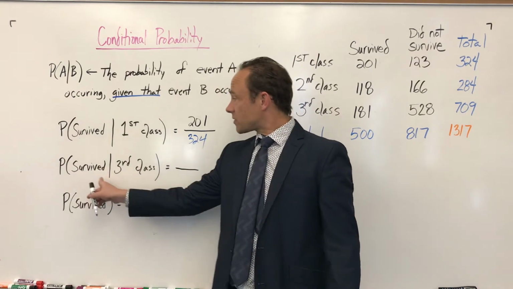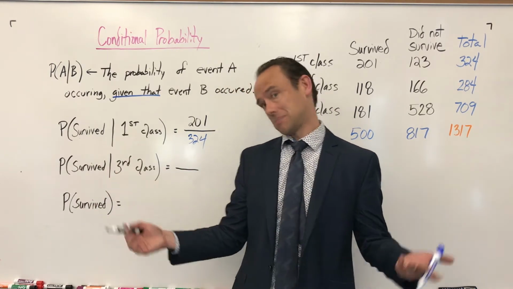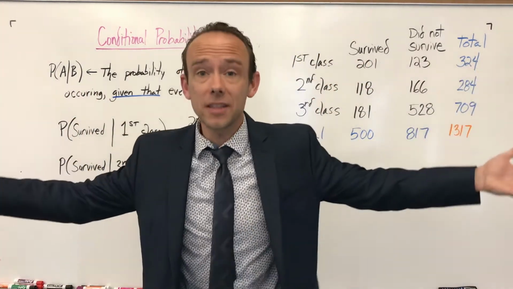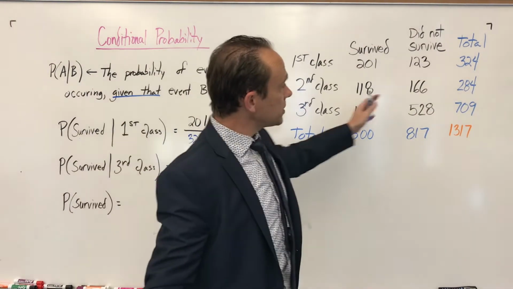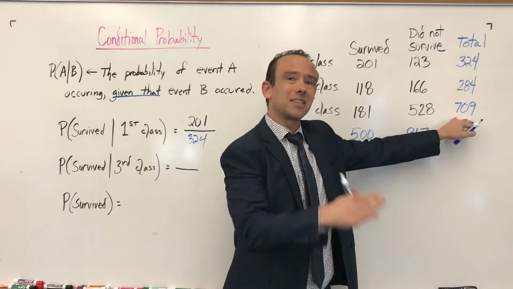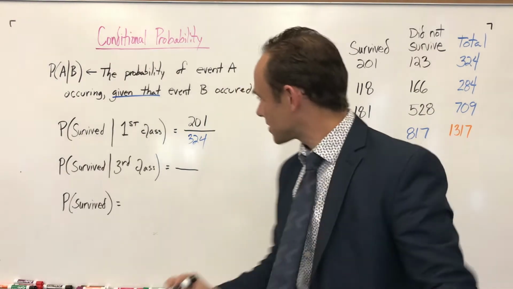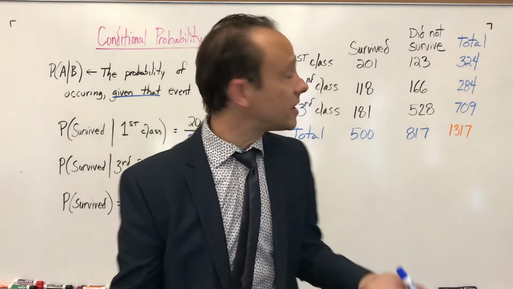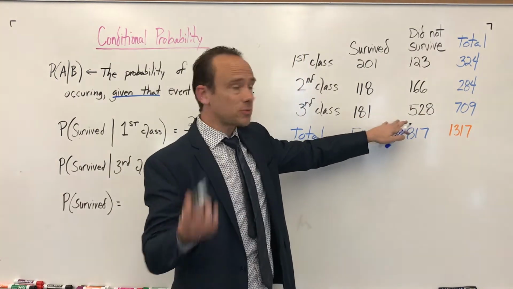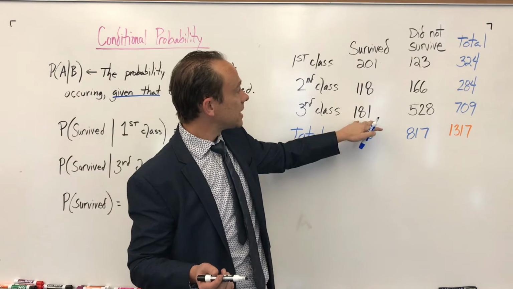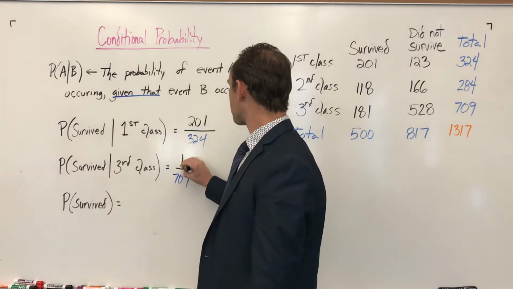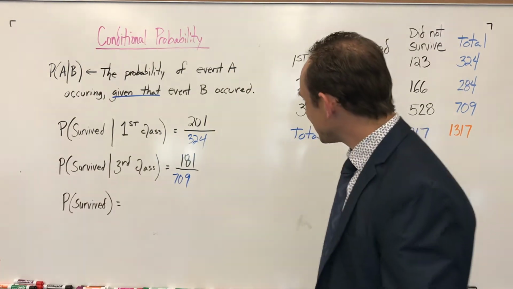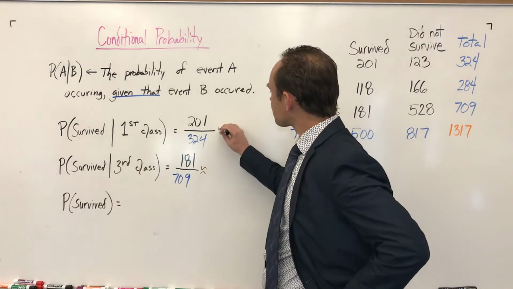Okay, so the probability of survived given that third class happened. All right, so a randomly selected passenger from third class. What's the probability they survived? Well, there's only 709 possible outcomes. That's everybody in third class. Of those 709, how many have the characteristic of having survived? That's 181 of them. Beautiful. Okay, that's what we're looking at here.